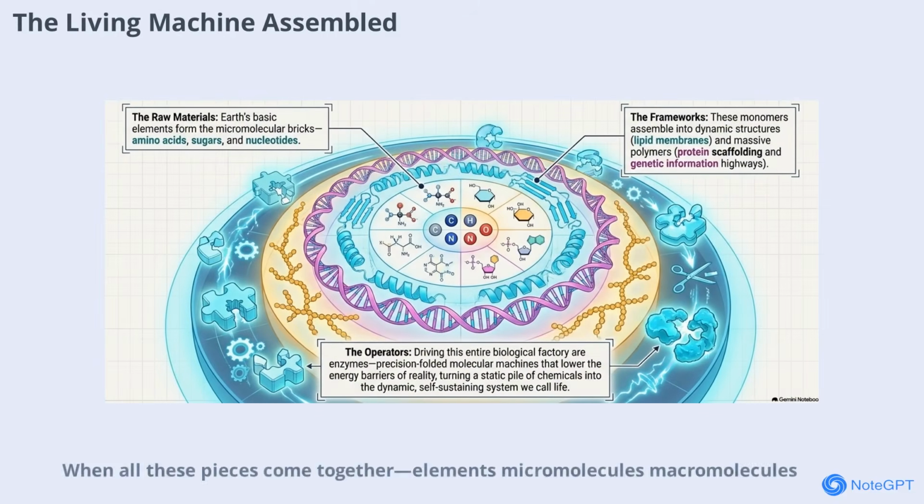All these pieces come together: elements, micromolecules, macromolecules, and enzymes. They form the living machine. Despite the incredible diversity of life, from bacteria to blue whales, the underlying chemical architecture is remarkably unified. The same types of molecules and mechanisms are used again and again, assembled in countless ways to create the vast tapestry of life on Earth. This unity and diversity is what makes biology both fascinating and beautiful.